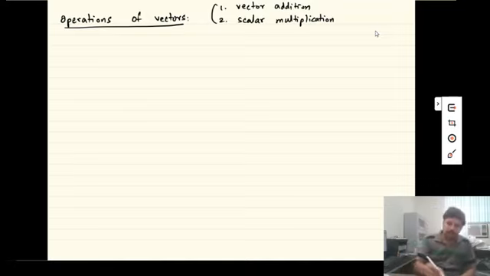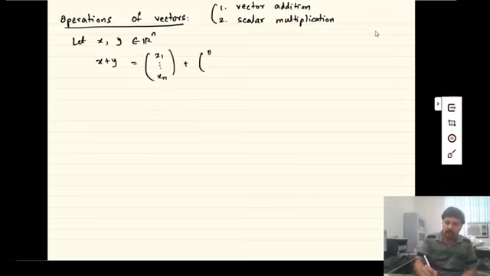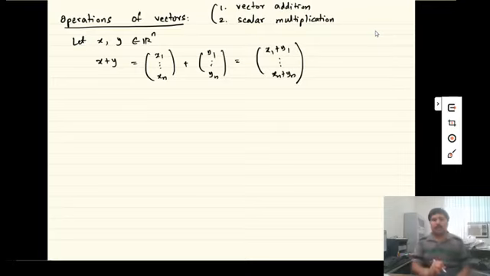So the first operation is addition. So let x and y be two vectors in Rn. Then what do I mean by addition of two vectors, x plus y? Suppose x1 up to xn is the first vector and y1 up to yn is the second vector. Then the addition is x1 plus y1, so on and so forth, up to xn plus yn. That's the addition of these two vectors, x and y. So this is addition.